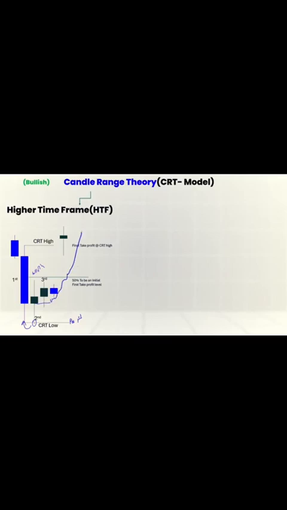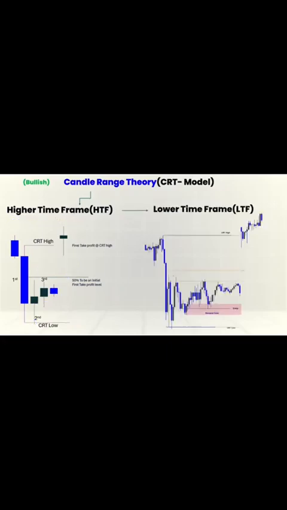Since we're on the higher time frame, we now drop down to the lower time frame. This here is the lower time frame. Let's analyze this lower time frame so we can clearly understand what's happening. We can see that this level here is the CRT low, and then we also have the CRT high located here. Now, on the lower time frame, let's say you're currently on the 4-hour chart. Then you drop down to the 15-minute chart. You'll notice that price action is essentially zoomed in.